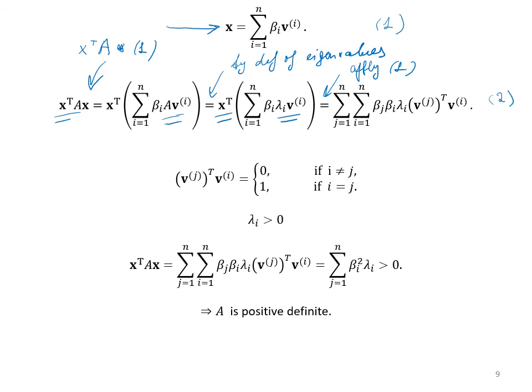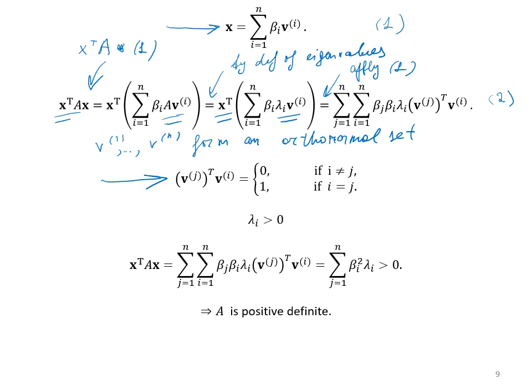Then we should recall that vectors v1, ..., vn form an orthonormal set, which immediately implies that the product of these two vectors equals 0 when i doesn't equal j, and equals 1 when i equals j.